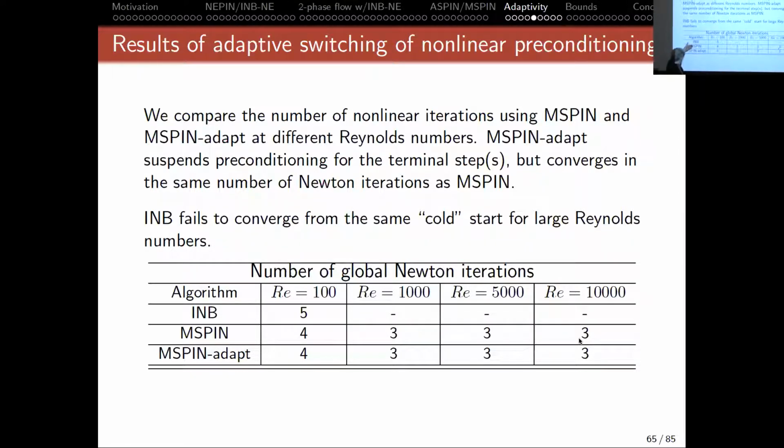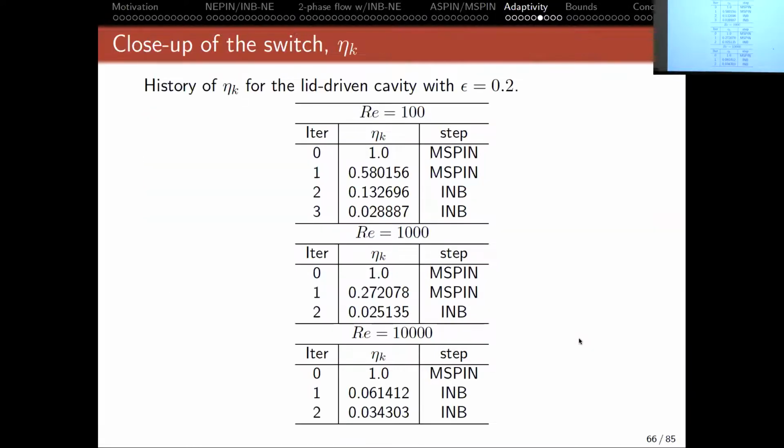MISPIN, fully nonlinear preconditioned all the time, succeeds at the high Reynolds number, and the adaptive version succeeds in the same number of steps, but those steps can be cheaper at the end. So for 100, 1,000, 10,000, you see the totals of the number of steps, but in the adaptive cases, there's more Newton and less preconditioning needed after just a fast start.